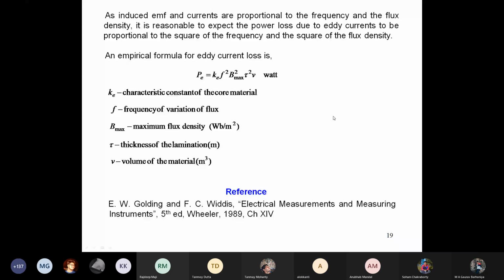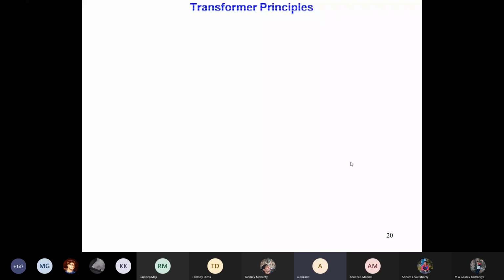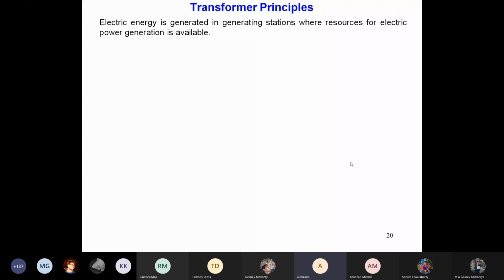So let us start with the transformer principles. We have already discussed so many times that electric energy is basically generated in the generating station, where the resources for electric power generation are available. So it is basically generated in generating stations.